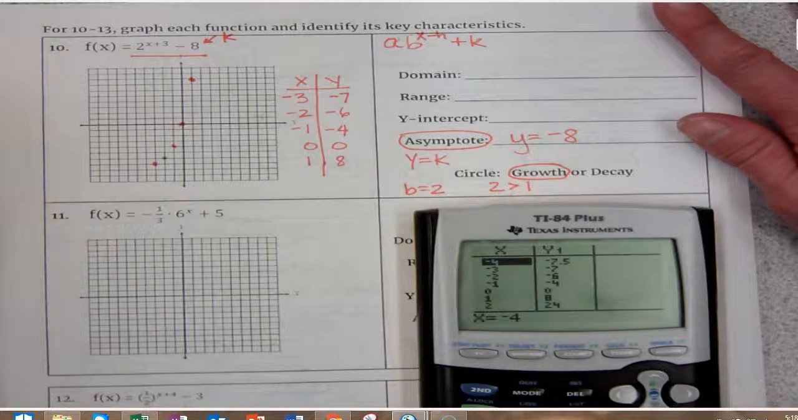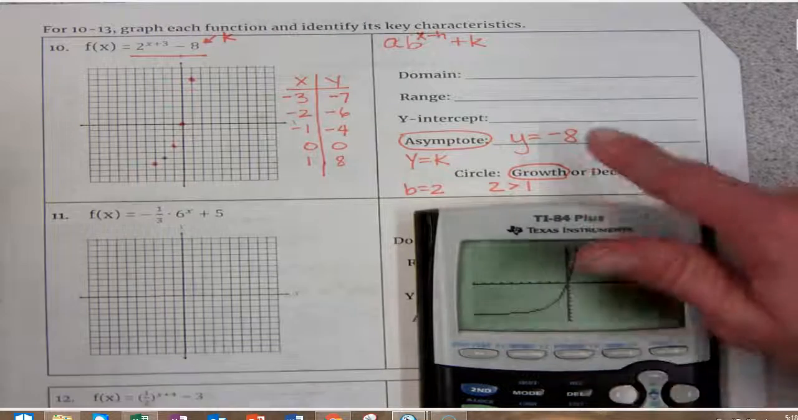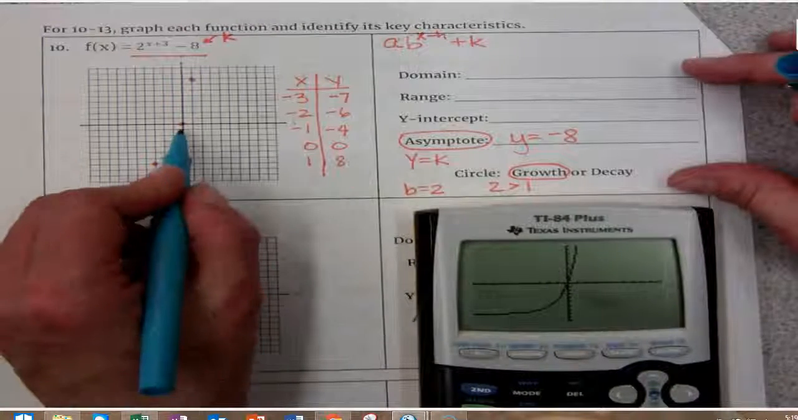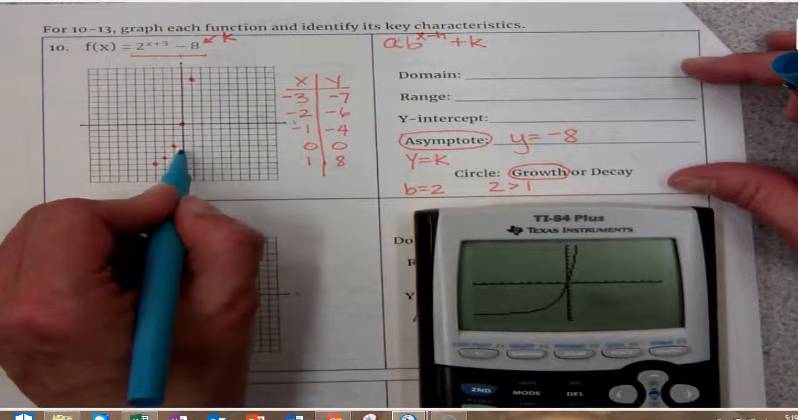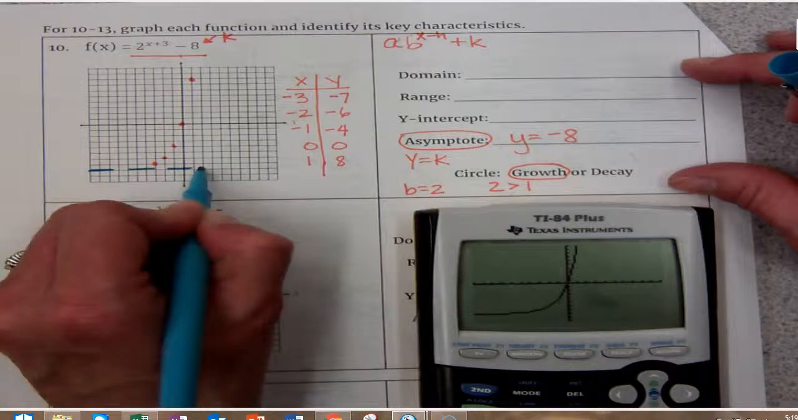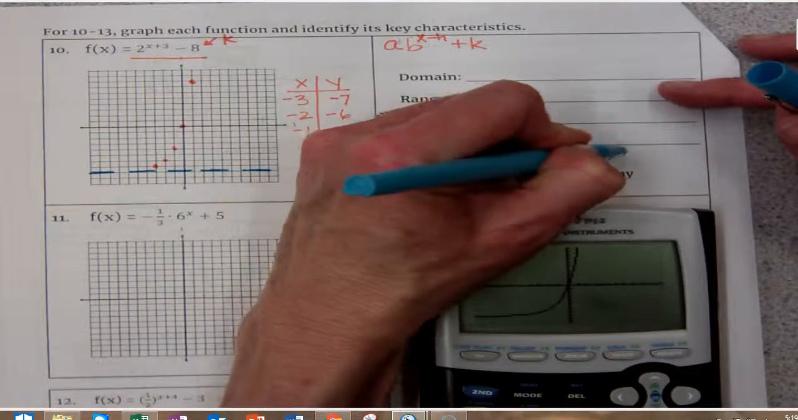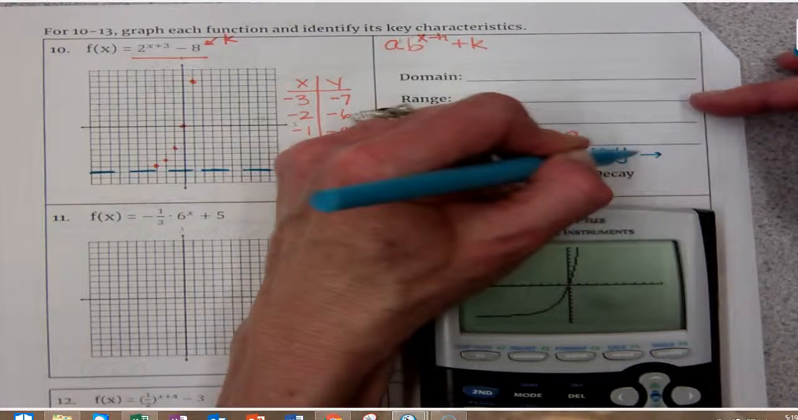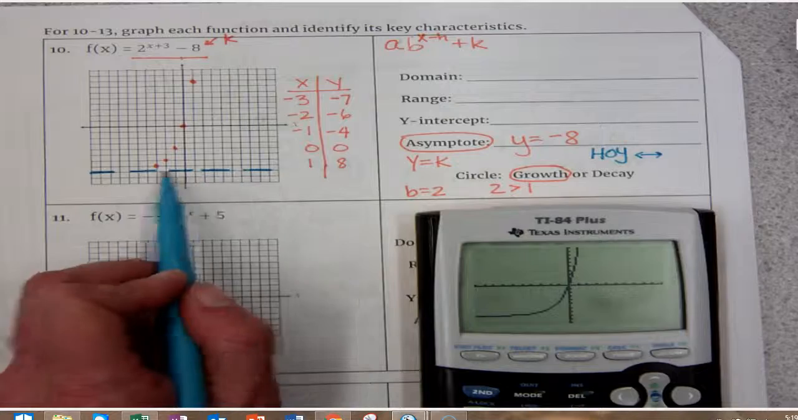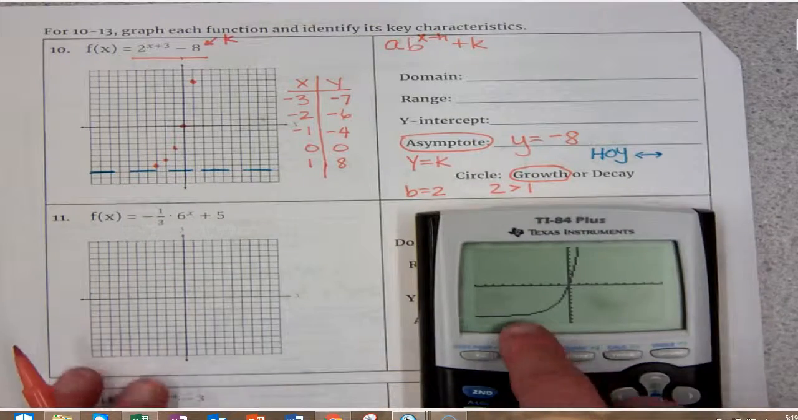So then I'm looking at that and I'm thinking, well, I don't know. And I'm going to look back at my graph and see, well, wait a minute. I did not graph my asymptote, which I should at -8. This is going to be a horizontal line at -8, right? It is a horizontal line. So we've got this horizontal boundary right here that the graph is not going to cross.